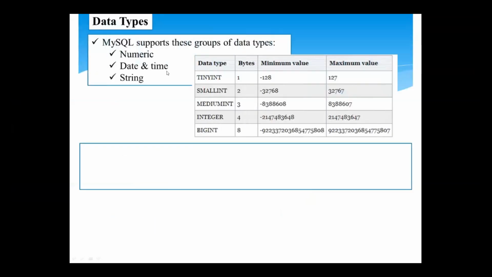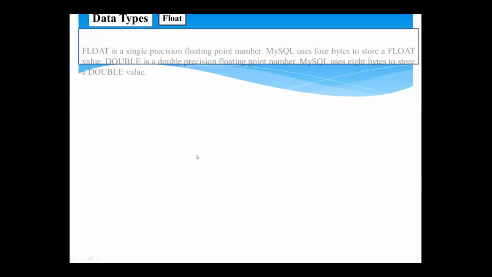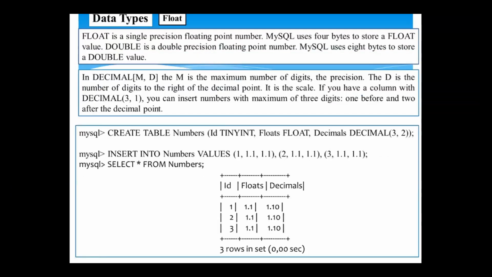How many data types are there? String is there, numeric types we have seen, float and decimal are there, and something else was shown. Yeah, date and time. Okay, these are the data types which are there. Date and time, we will see it. I'll finish this first.